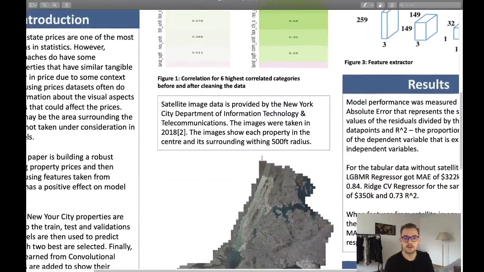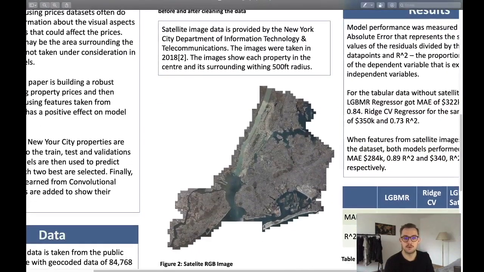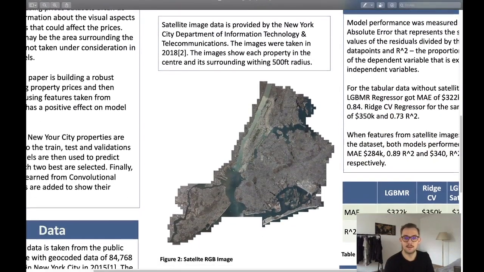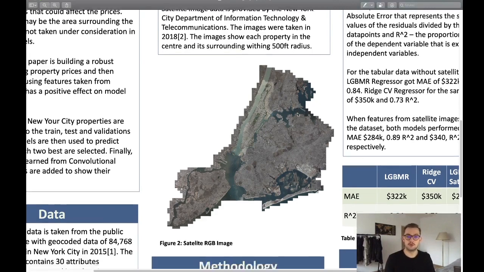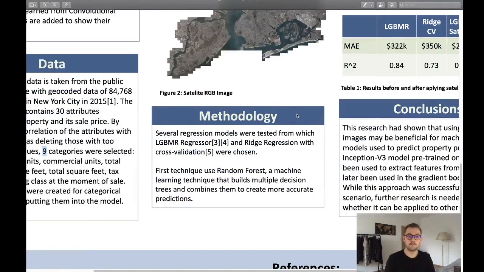The satellite image data was provided by New York City, and it was taken in 2018, and it consisted of an image of each building from the New York City geo sales dataset, and the property was in the center, and it consisted of a 500 feet radius of this building.